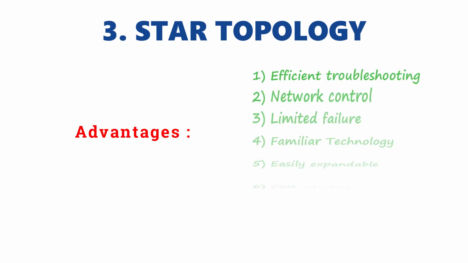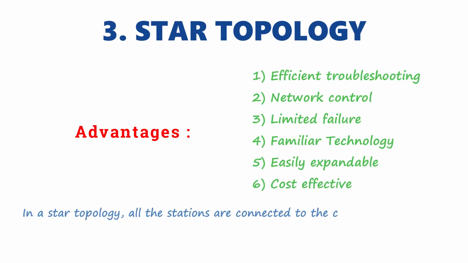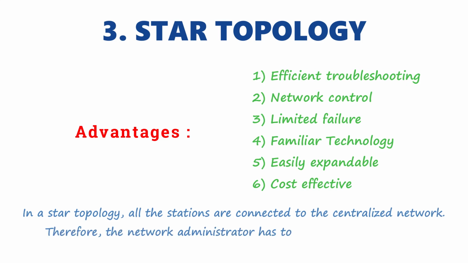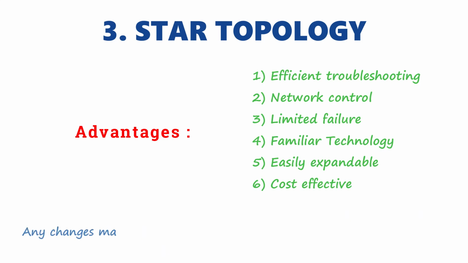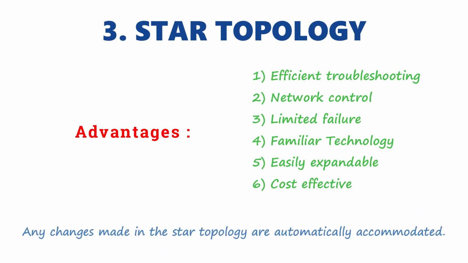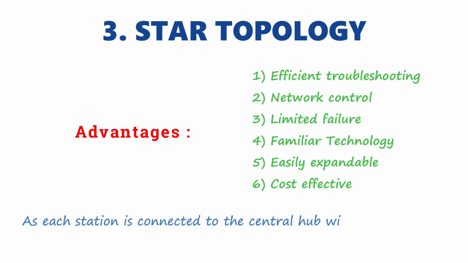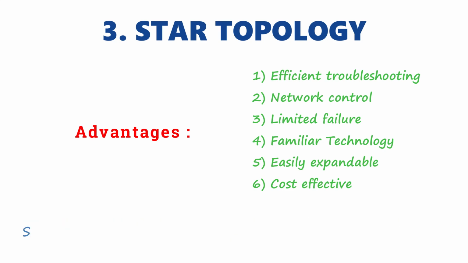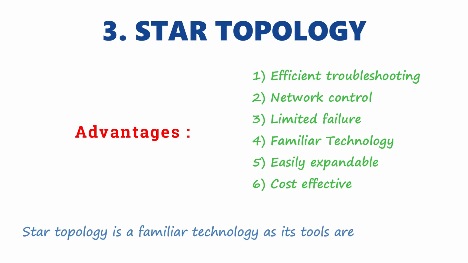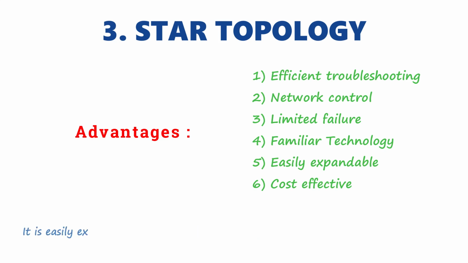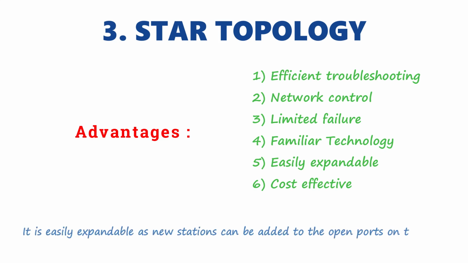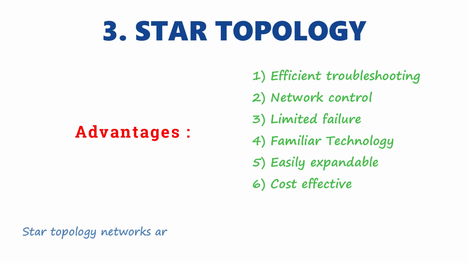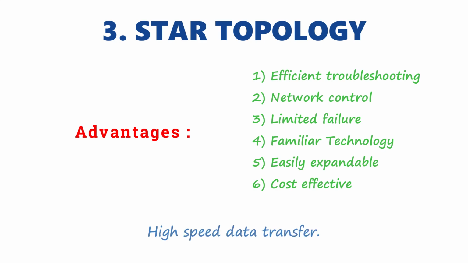Advantages of star topology. In a star topology, all the stations are connected to a centralized network. Therefore, the network administrator has to go to a single station to troubleshoot the problem. Any changes made in the star topology are automatically accommodated. As each station is connected to the central hub with its own cable, failure in one cable will not affect the entire network. Star topology is a familiar technology as its tools are cost-effective. It is easily expandable as new stations can be added to the open ports on the hub. Star topology networks are cost-effective as they use inexpensive coaxial cable. High-speed data transfer.